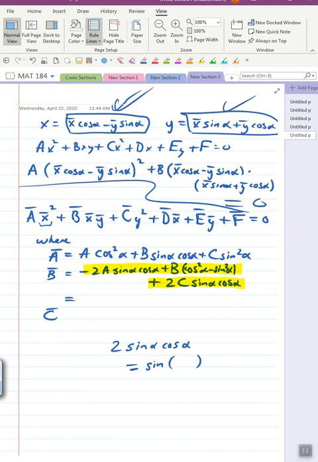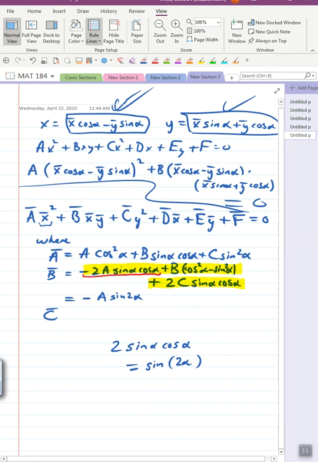Sine 2 alpha. Yep. So let's go ahead and say that that is minus a sine 2 alpha, if I just rewrite that part. Anybody remember what cosine squared alpha minus sine squared alpha is? That's another one. It would be really nice if it was 2 alpha. And it is. That's another identity.